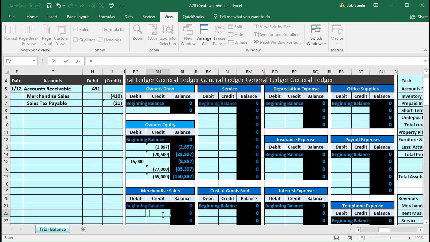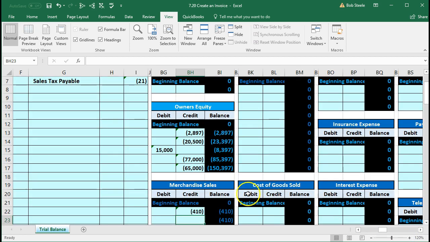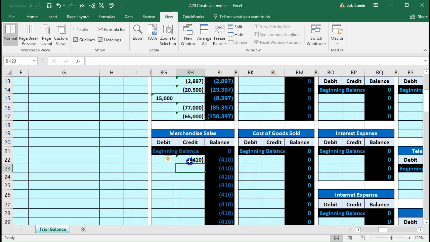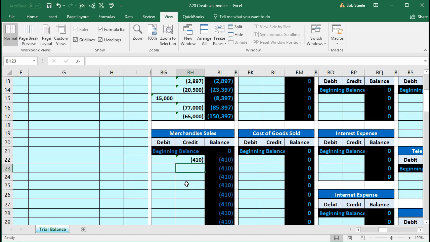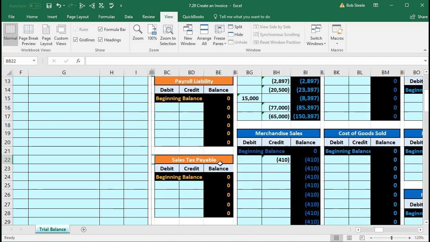So we are in BH22. I'm going to say equals and point up to this cell in I6 and then enter. I'm going to go back over here and make this a bit larger again, back up to 120. If that was difficult to see, and if you have everything formatted exactly the way we do in the same cells, you can just type in equals I6 and that'll put that formula in there. We, of course, will see that 410 on the trial balance.